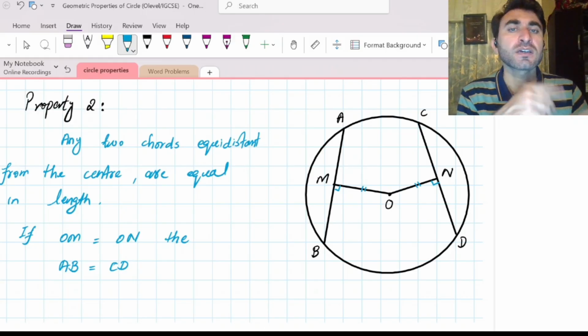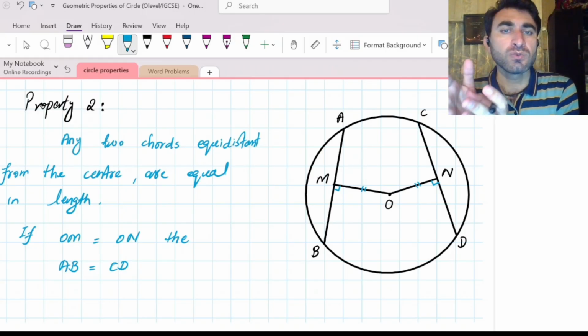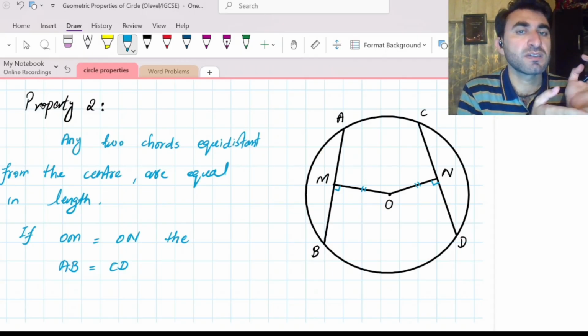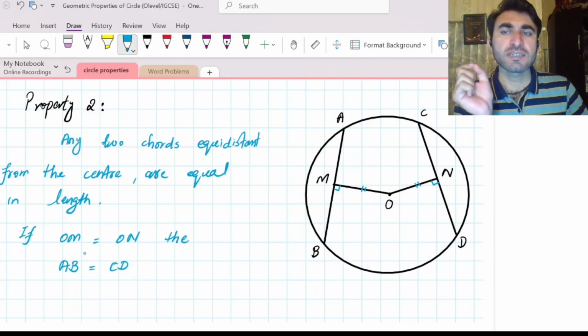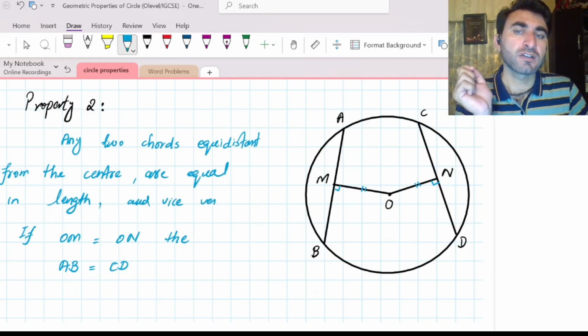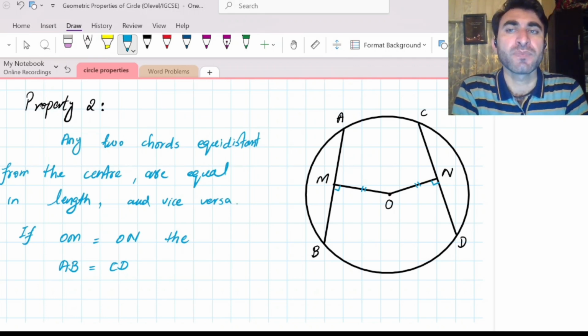And once again, the converse of this property also holds: any two chords which are equal in length must be equidistant from the center as well. So that is why we write "and vice versa", its converse also holds. So that was the second property which also involved the chord. Now we move to the third property which will involve a tangent.